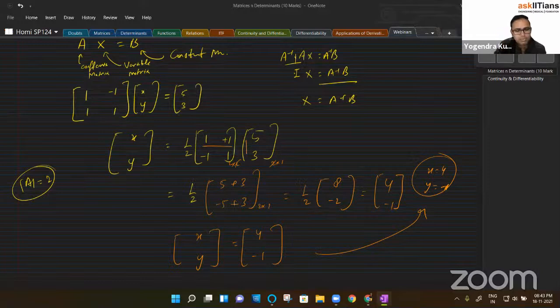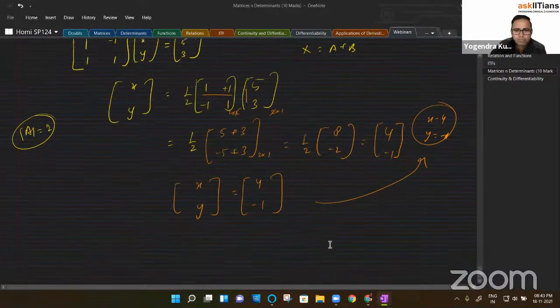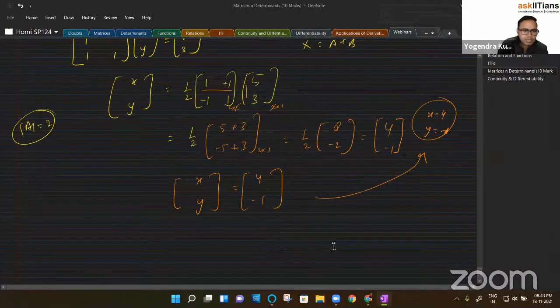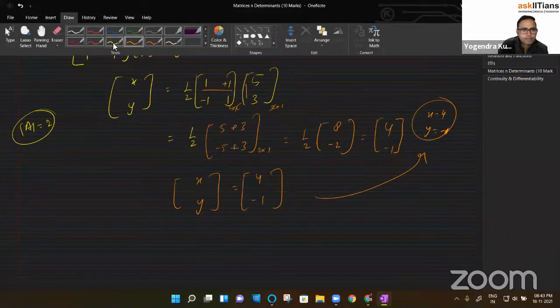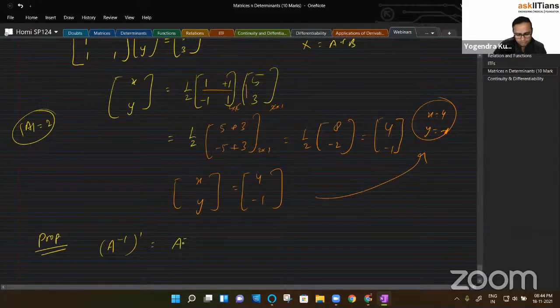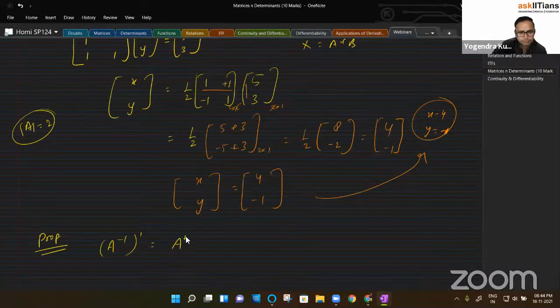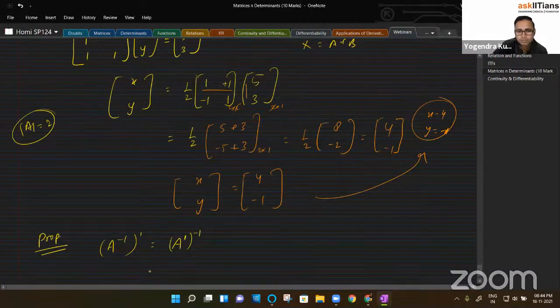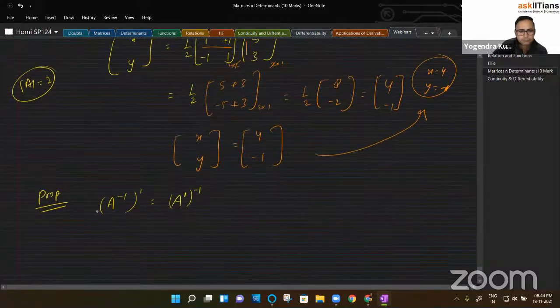Okay. Now the properties which are important from the CBSE point of view. Let's write down those properties. I've written all of them there, which you can note down, but let's write this down. Transpose of A inverse will be what? It is the inverse of A transpose, right? You can do that. This is the first property.